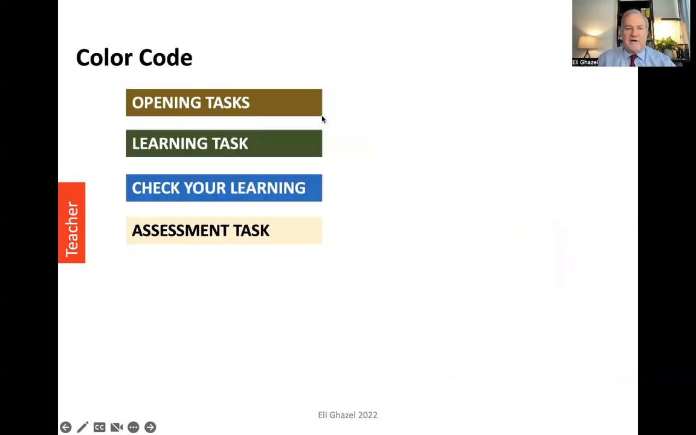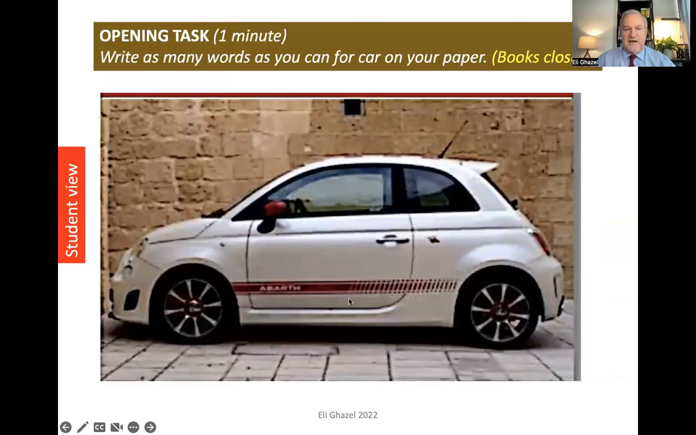Now, remember the color code. This color always means that this is an opening task. The green always means that it's an instruction for learning. The blue always means check your learning or feedback. And the final task is the assessment task. So let's now look at the instruction for the student.